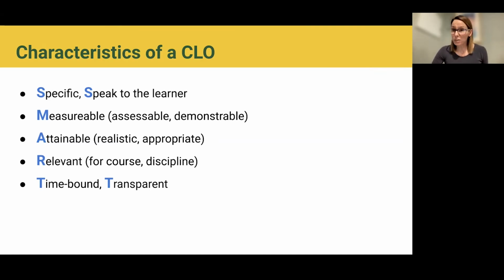M is for measurable. We'll spend time there today when we talk about different verbs that are accessible and that students can demonstrate. They are demonstrable. A is for attainable. Synonyms are that they're realistic, appropriate. R is for relevant, and T is for time-bound. Time-bound here is just the end of the course, and transparent. That's let's share them with the student. These are not secret. Let's make students aware of what's expected of them.